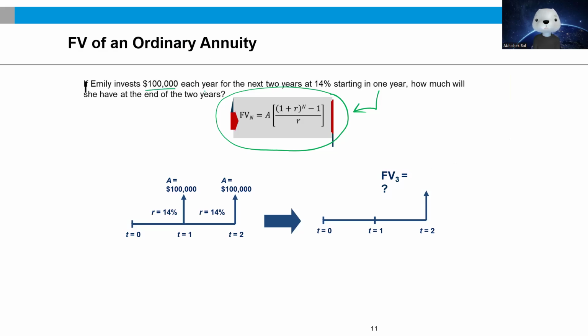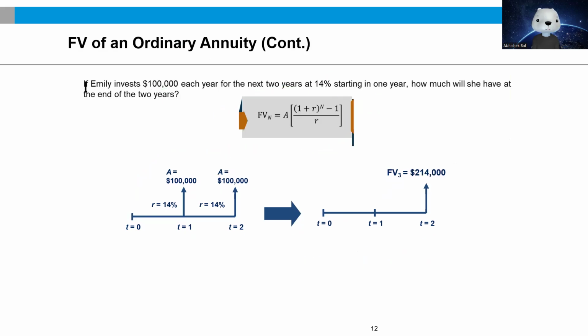Emily invests $100,000 each year for the next 2 years at 14%, starting in 1 year. How much will she have at the end of the 2 years? Well, this is again one of the annuities. You'd know that, if 100,000 is being invested, she's going to receive the first interest out here and the second interest out here. So at the end of 2 years, it's obviously going to be 100,000 into 1 plus 14% to the power square. This is going to be the result, right?